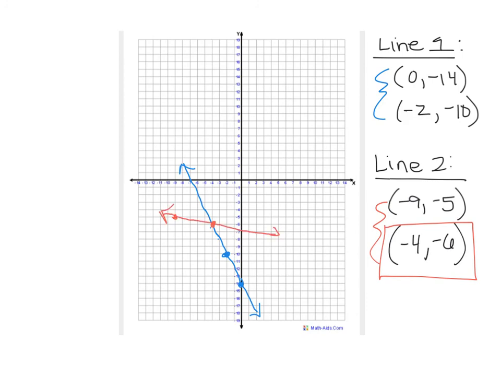I went ahead and drew the second line anyways, and you can see that those two lines only intersect at one point. And that one point, like we already said, is (-4, -6). That's the solution to our problem, and that solution corresponds to letter C in the multiple choice area.